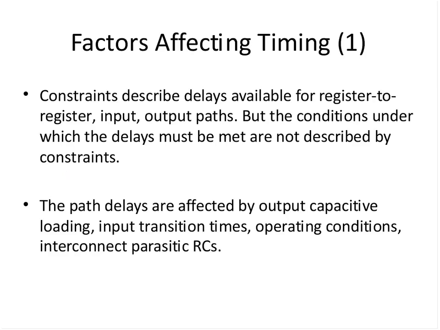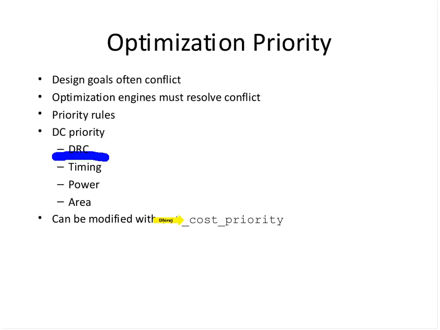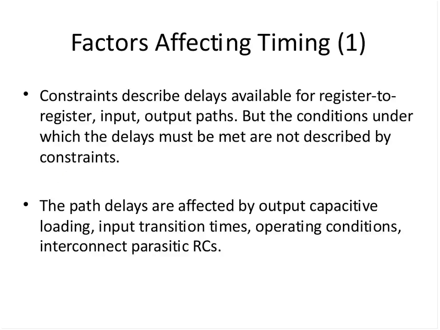Now before talking about timing: on the previous slide we saw that Design Compiler will first fix DRCs and then go on to fix timing. So what are the factors that affect timing? The constraints that we describe and the delays available from register to register, input to register, register to output and so on. We will see a lot more of this in the next lecture. But the first important thing is that the conditions under which the delays are calculated are not described by these constraints. For example, when you define a clock or an input delay or an output delay, these do not talk about the sufficient and necessary conditions under which delay calculation would be reliable.